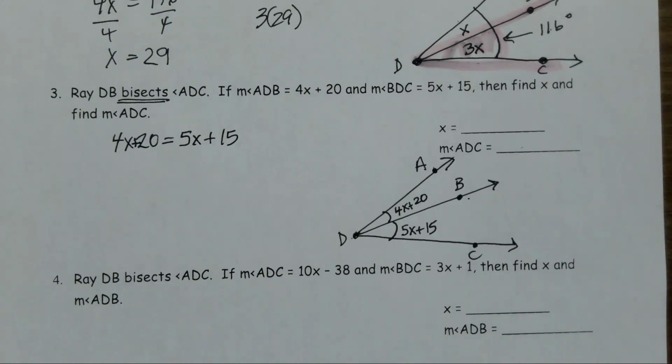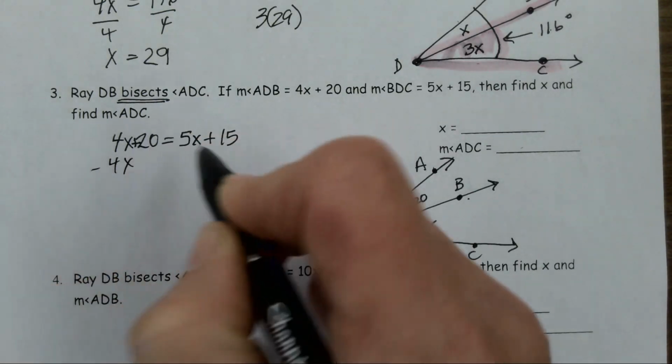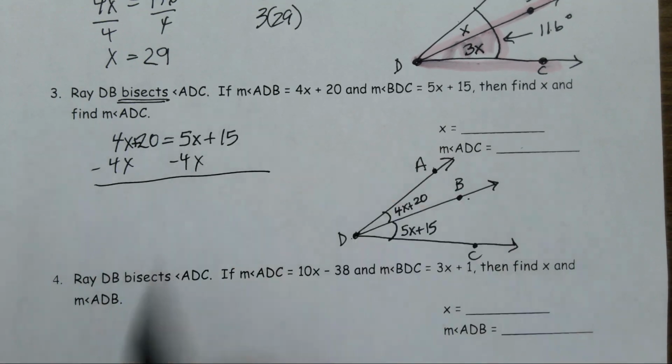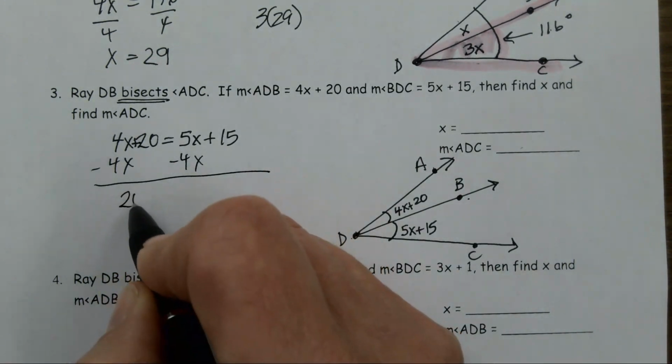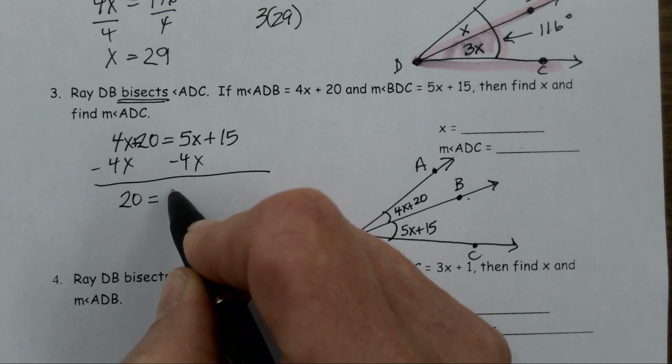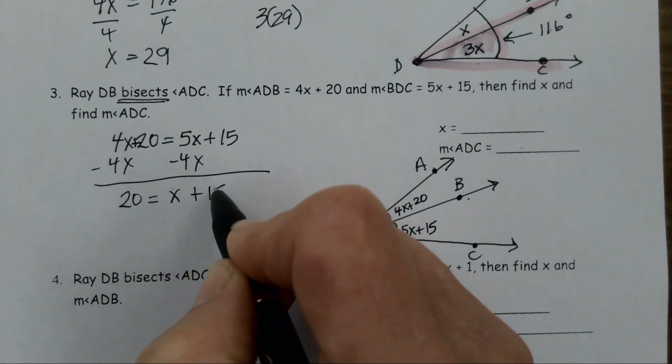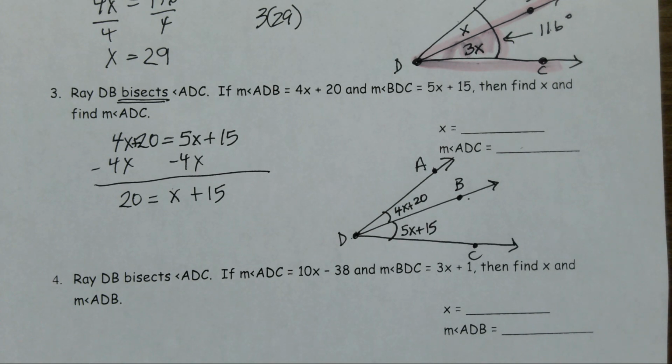If they're congruent, that means their measures are the same. If their measures are the same, I can set them equal to each other. And when I set them equal to each other, that gives me an equation to solve. What's my first move in solving? Okay. Perfect. That leaves me with 20 equal to 1x plus 15. Remember, when you have 1, you don't need to write it. How do I finish this off?